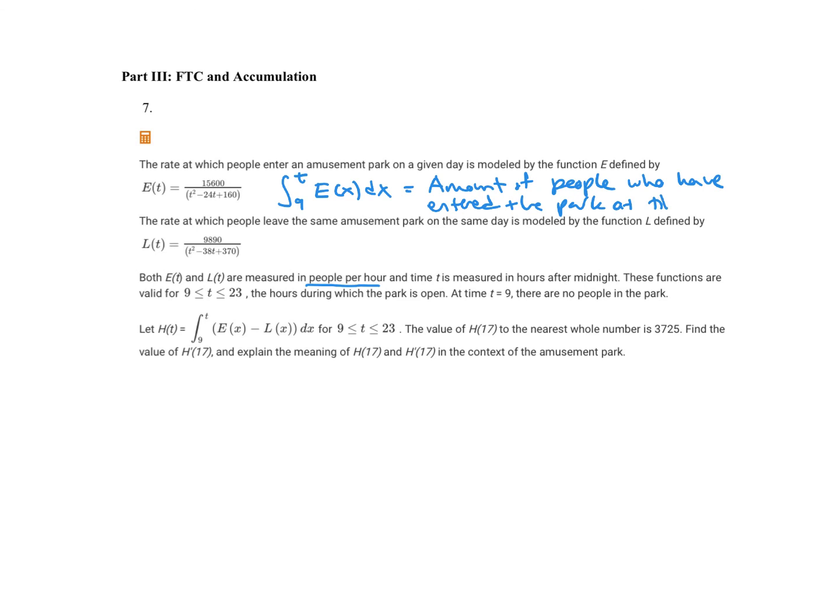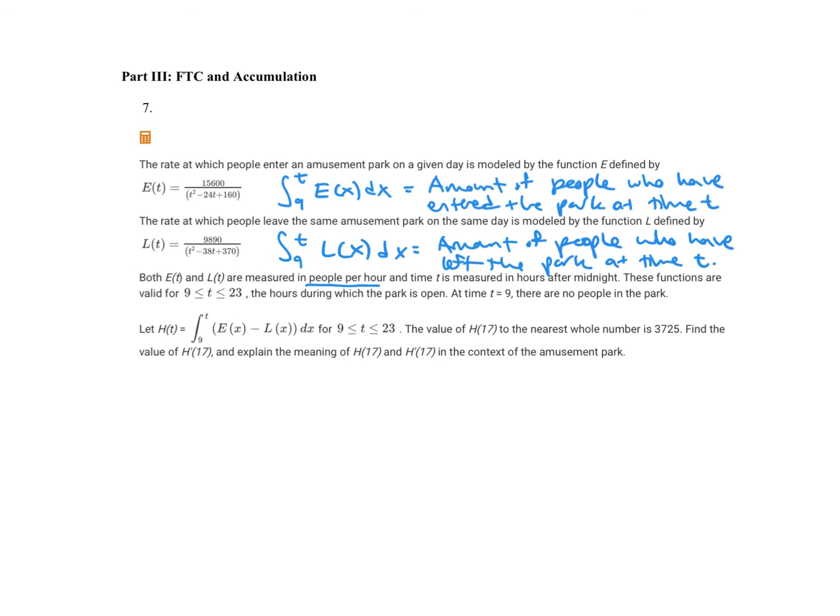at time t. And if I wrote the integral from 9 to t of L of x dx, that would represent the amount of people who have left the park at time t. So again, when we integrate a rate, we get an amount.